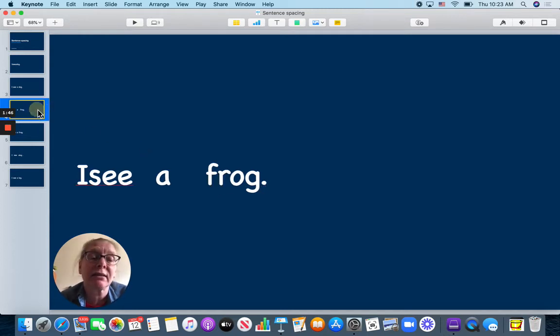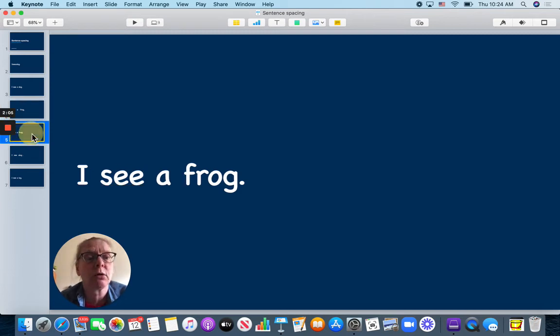Let's look at this next sentence. Well, I see that there is some spacing, but it doesn't look right. And then some of the spacing also here is not right. I need to put a space between the words I and see. But then there's too many spaces here and too many spaces here. I have to make everything equal. There we go. That looks better. I see a frog, and the period is right next to the G.